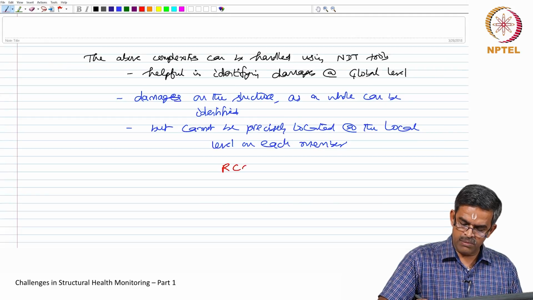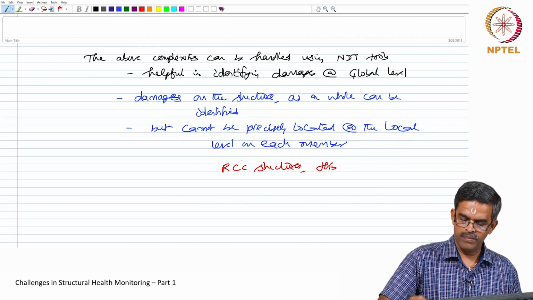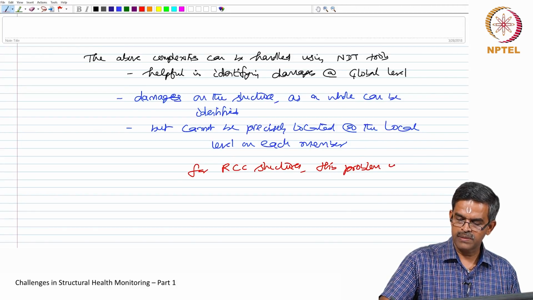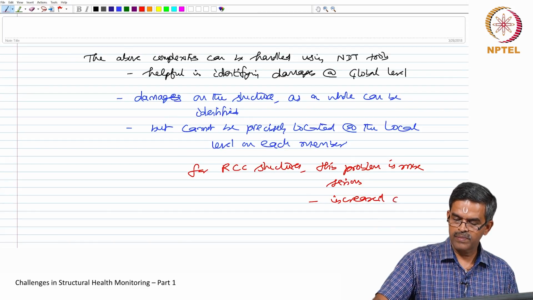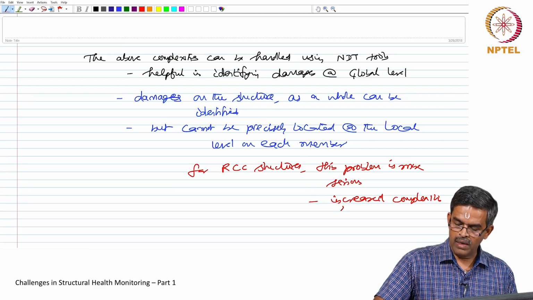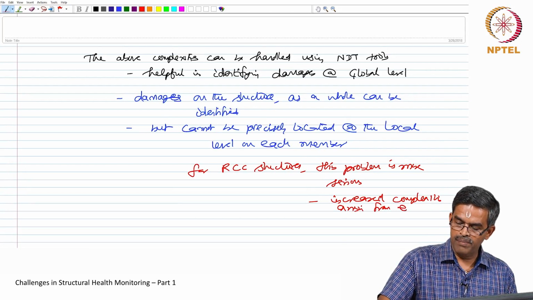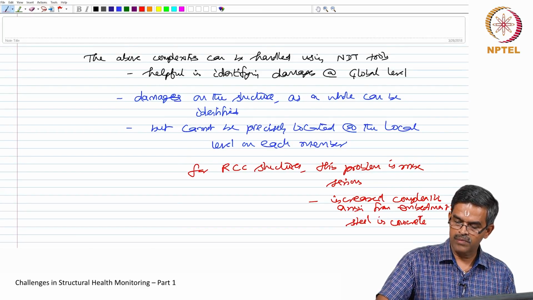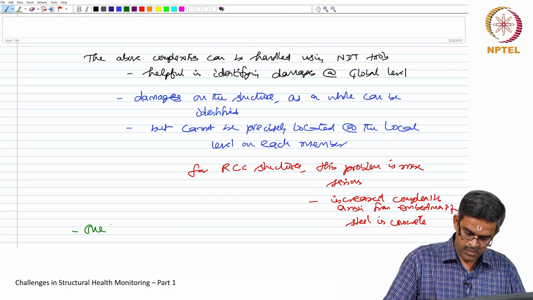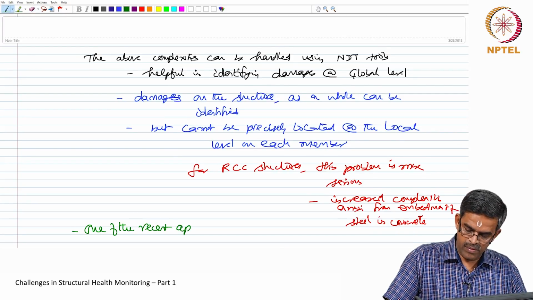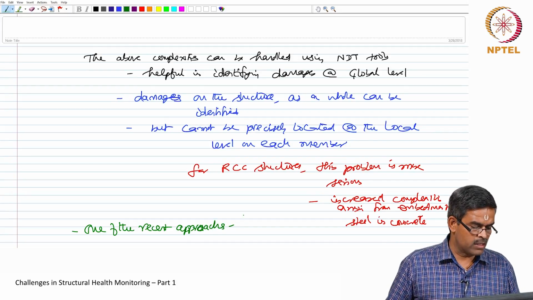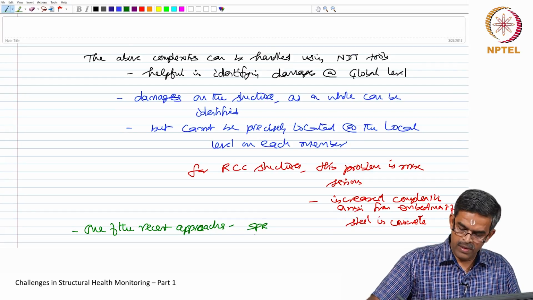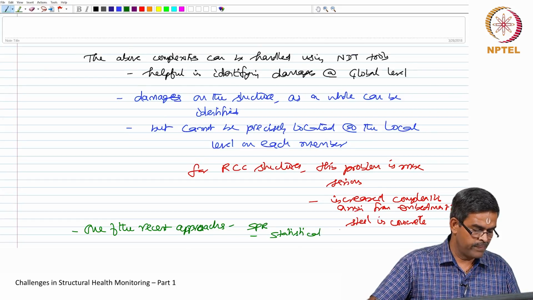When you consider structures like reinforced cement concrete structures, this problem is more serious due to increased complexities arising from the embedment of reinforcement. One of the recent approaches which can handle this problem is SPR, which is statistical pattern recognition.